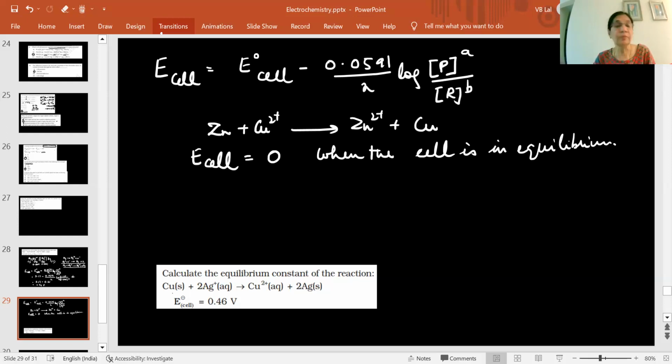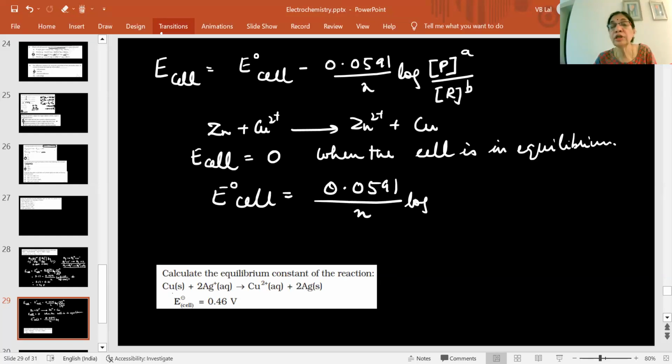So if E cell becomes 0, then we can say E0 cell is equal to 0.0591 by N log of concentration of Zn2+ upon concentration of Cu2+. What is the product here? Zn2+. So that will be the E cell.